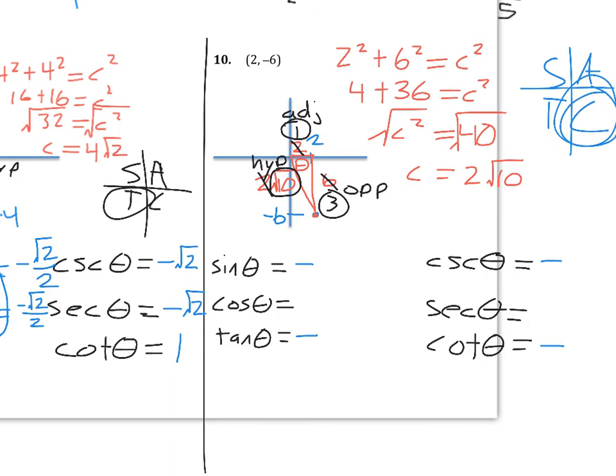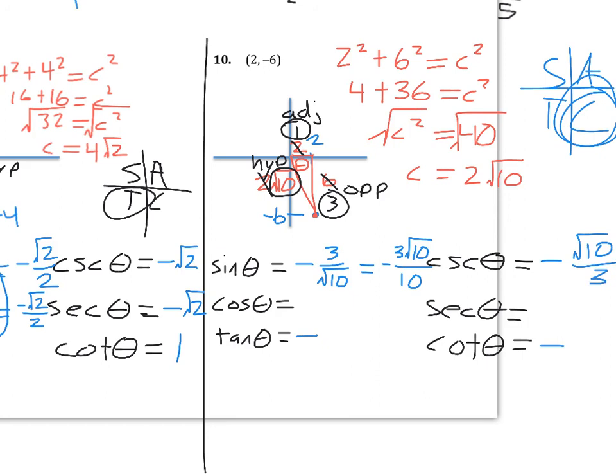So sine is opposite over hypotenuse. Multiplying top and bottom by radical 10, we get 3, I should say negative 3 radical 10 over 10. Okay, let's do the reciprocal now. Flip the fraction before we simplified it, you get radical 10 over 3.